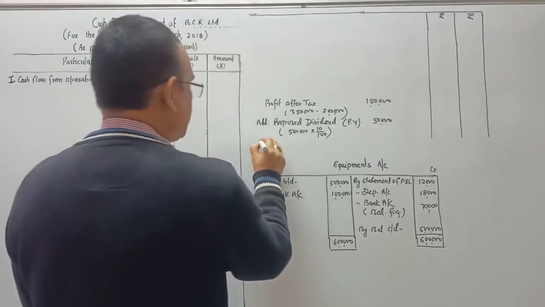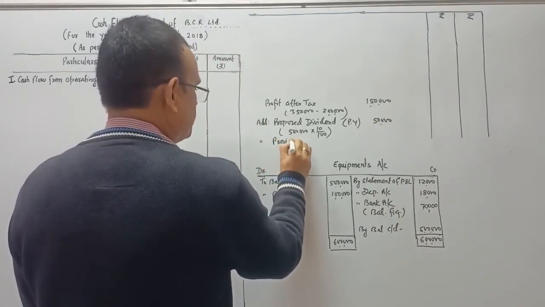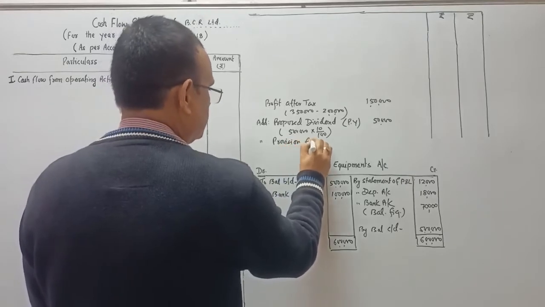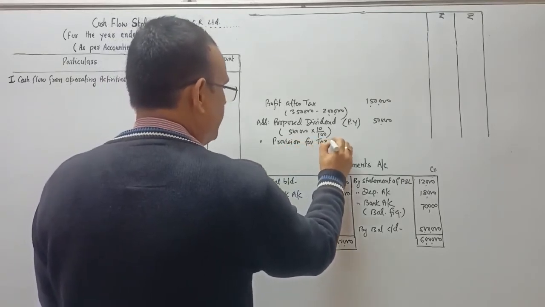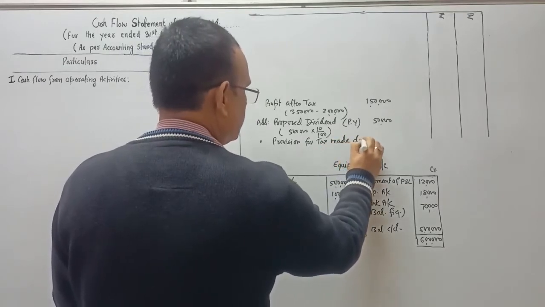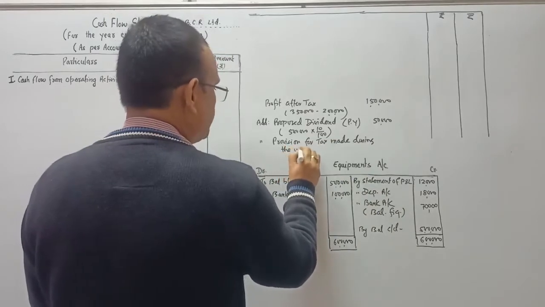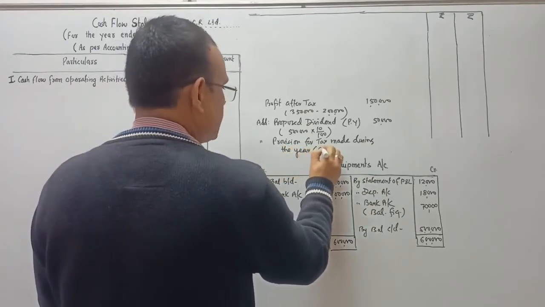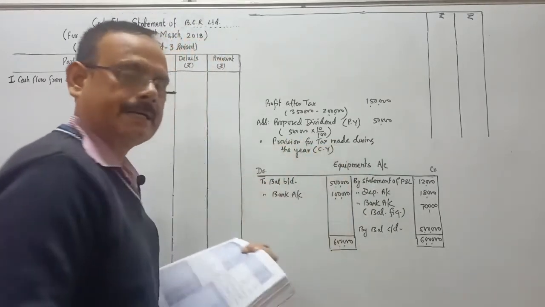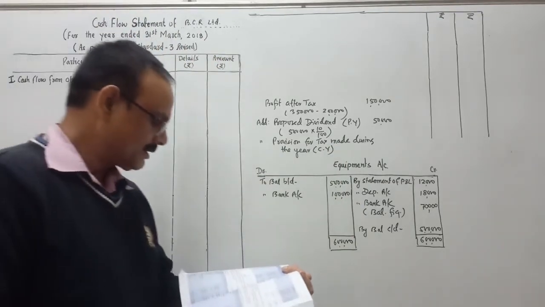Okay. Then we will add provision for tax. Provision for tax made during the year. During the year. Provision for tax made during the year means the current year. I am talking about the current year. So for provision for tax, see the balance sheet.